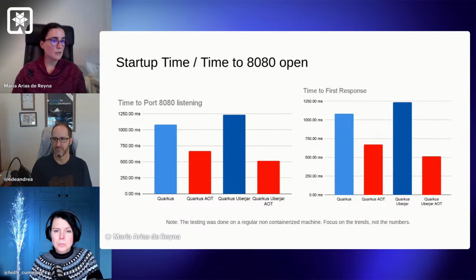And these two graphs are mostly the same because once Quarkus starts, the time to get responses from the request is so fast compared to the time it takes to start, that it doesn't make much sense to compare. But yeah, I wanted to show that, yes, it's there, it's fast.